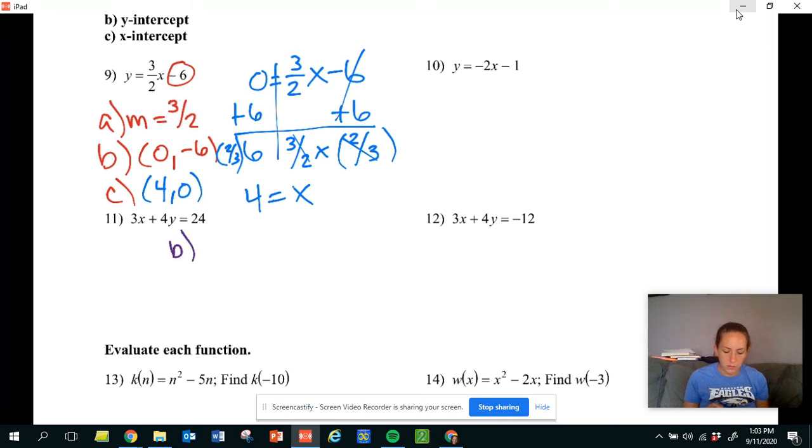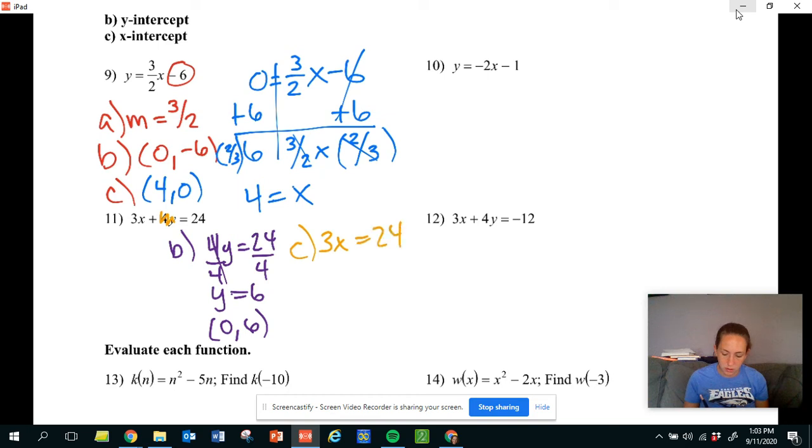So for part B, for the y-intercept, I'm going to plug in 0 for x and just make it go away. So I'm going to end up with 4y equals 24. So if I divide both sides by 4, I get y equals 6, so it's the point 0, 6. For part C, I'm going to plug in 0 for y. Make those disappear. So I get 3x equals 24. Divide both sides by 3, and I get x equals 8. So it is the point 8, 0.